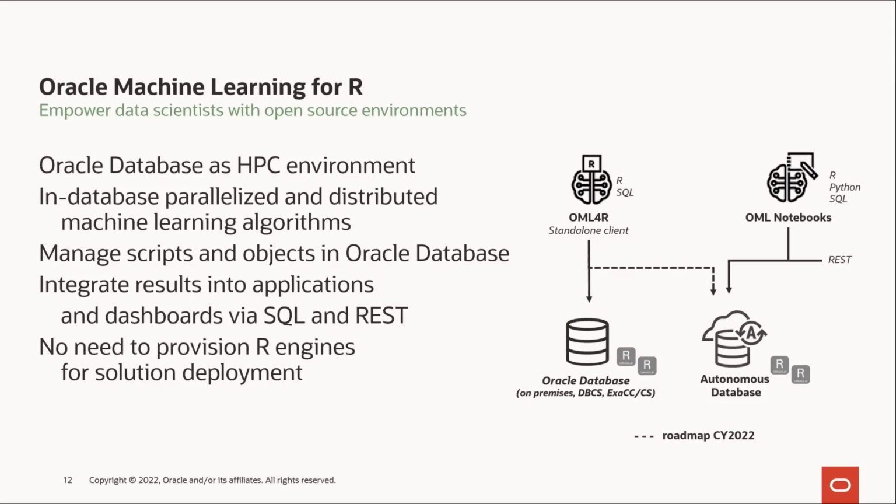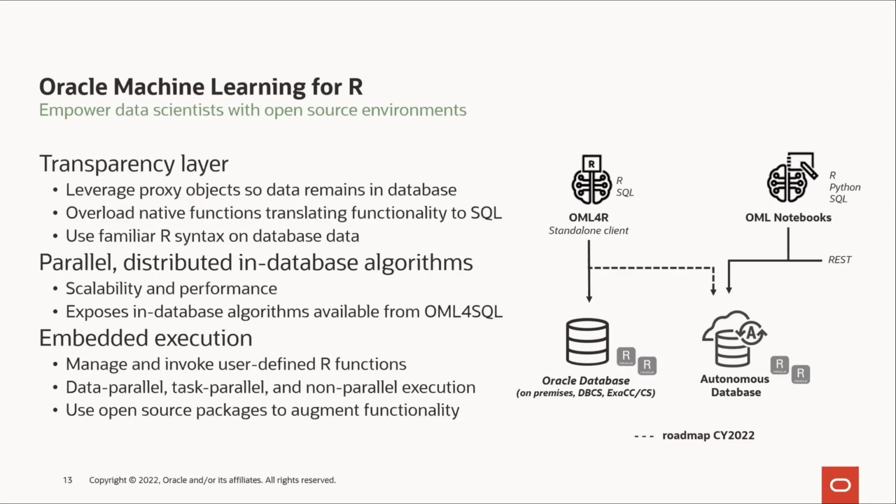You can create user-defined R functions and manage them in the database script repository. And you can invoke these user-defined R functions from SQL and, on autonomous database, also from REST endpoints. There's no need to provision separate R engines for solution deployment. OML for R provides all the needed infrastructure. Now, OML for R functionality is characterized by three functional areas.